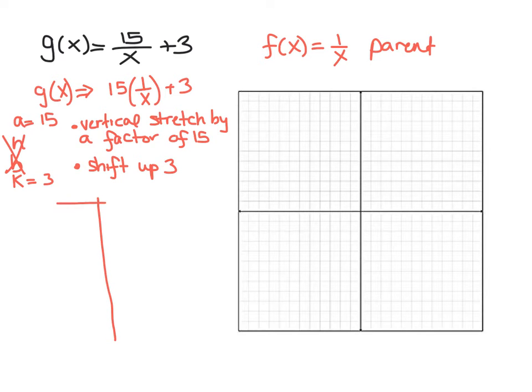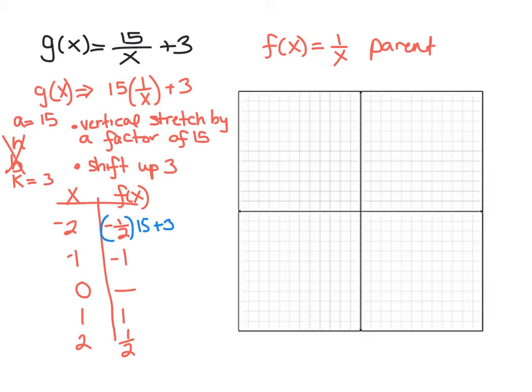So let's consider my parent function and some key points. I'll put f of x right here, so you know I'm talking about the parent function. So I'm going to pick some negative values, like -2, I plug that in, that gives me -1/2. Plug in -1, that gives me -1. Plug in 0, I have a vertical asymptote, okay, it does not exist. If I plug in 1, again I get 1, and I plug in 2, I get 1/2. Now let's transform. So I need to stretch by 15, so I'm multiplying, and then I'm going up 3.